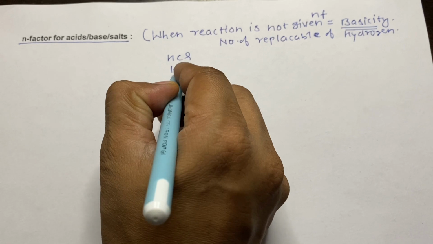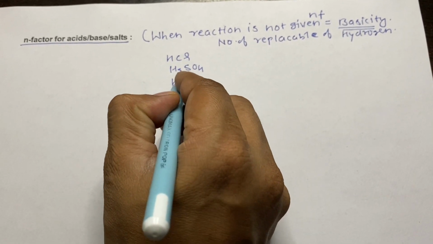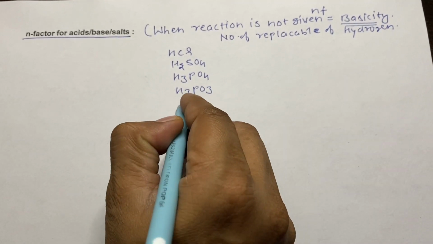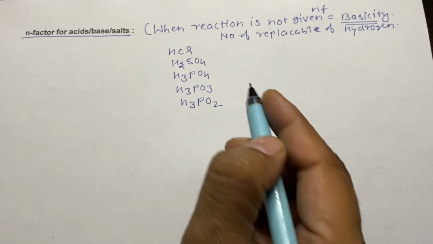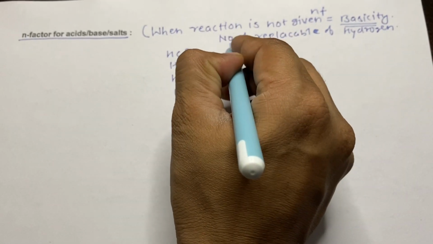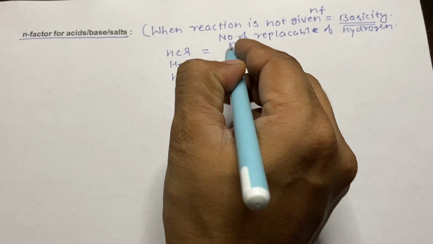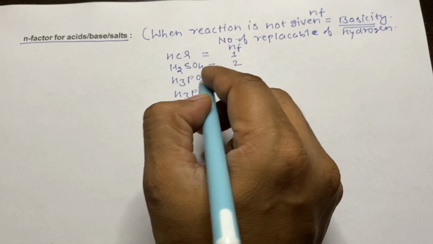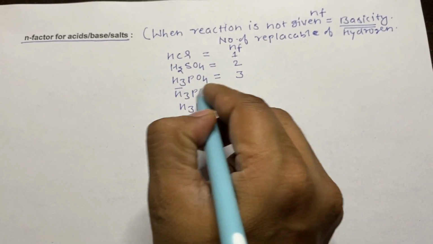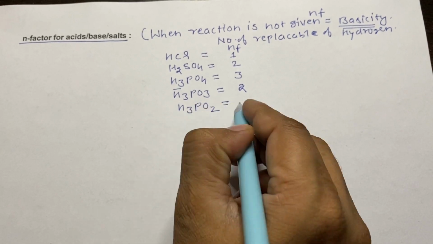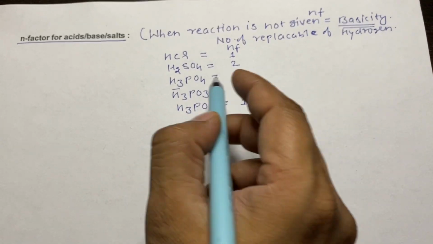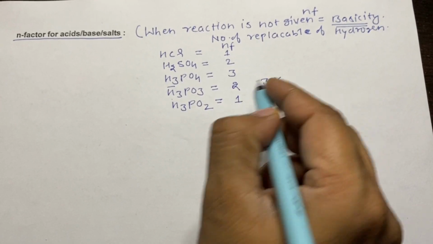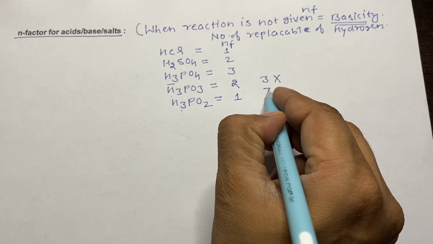HCl, H2SO4, H3PO4, H3PO3 and H3PO2. If we wish to find the n factor of each acid, then we can write n factor of HCl is 1, n factor of H2SO4 is 2, n factor of H3PO4 is 3, n factor of H3PO3 is 2, and n factor of H3PO2 is 1. It is to be noted that we might expect the n factor of H3PO3 to be 3, but that is wrong, and the n factor of H3PO2 to be 3, which is also wrong.